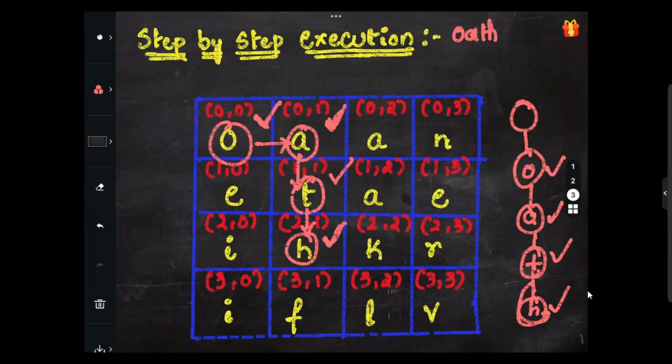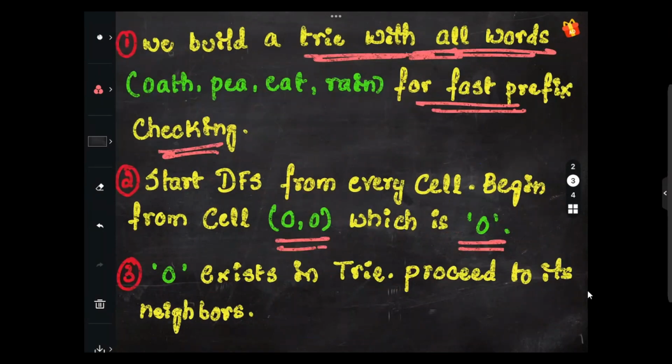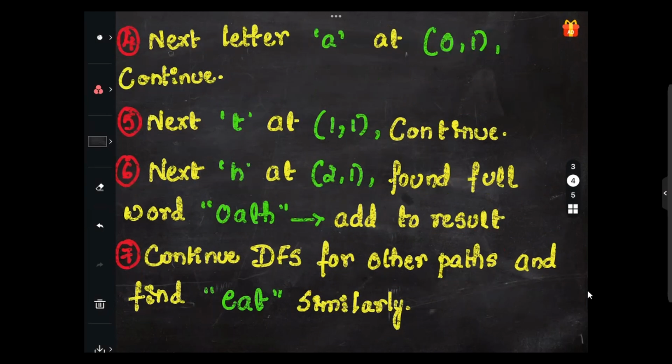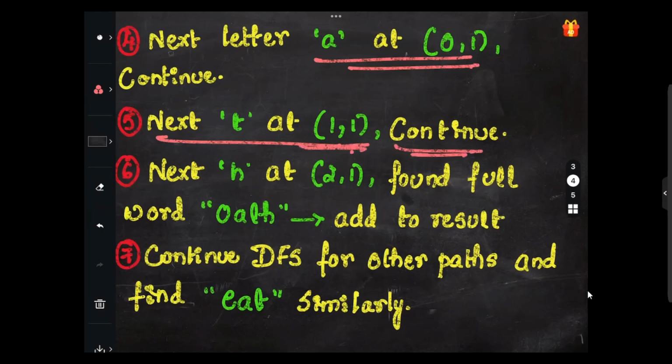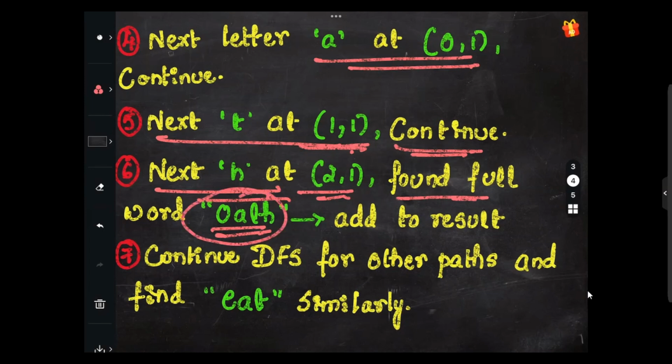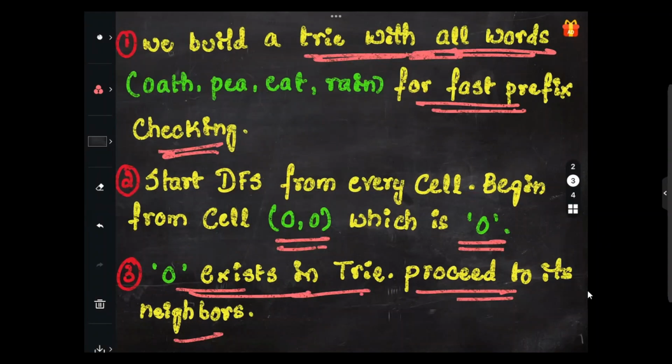This is fine. So next, let's come to this one. Here we did the same thing. O exists in the trie. Proceed to its neighbors. The next letter A is present at 0,1. We did the same thing here. Next T was present at 1,1. We continued. Next H at 2,1. We found the full word, so we will return oath. We will add this oath to the result, right? Next we will continue DFS for the other parts and we'll find eat similarly.